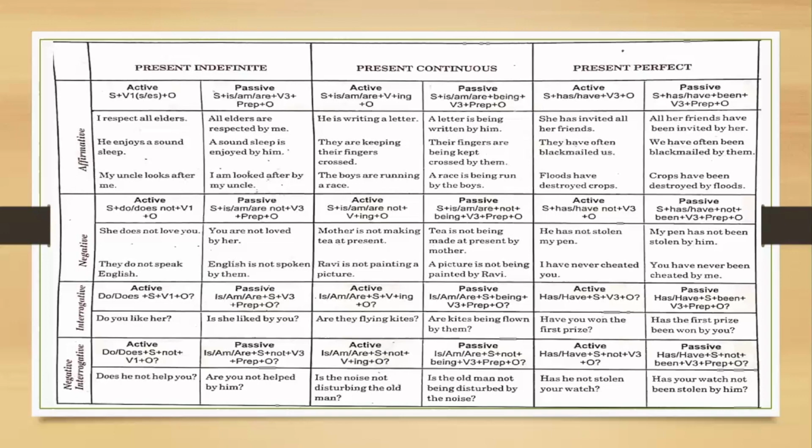Ravi is not painting a picture. A picture is not being painted by Ravi. Interrogative. Are they flying kites? Firstly, the simple sentence will be: they are flying kites. Change it. Kites are being flown by them. The helping verb will come in front. Are kites being flown by them?